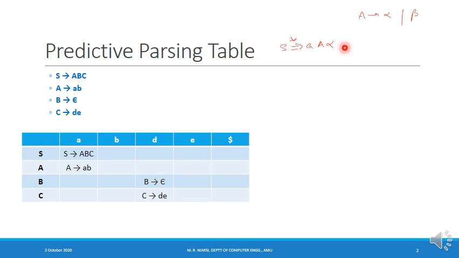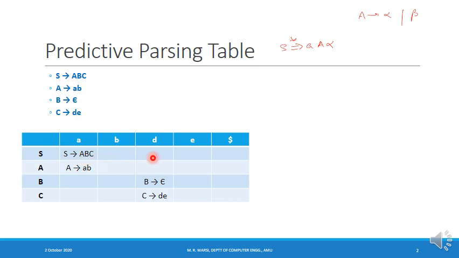What is the structure of the parsing table? Let us now discuss this. The predictive parsing table is a two-dimensional table where rows are indexed on the basis of the variable and columns are indexed on the basis of the terminal symbol. For every variable in the grammar, we have a row, and for every terminal symbol, we have a column. We have a special column for the symbol dollar.